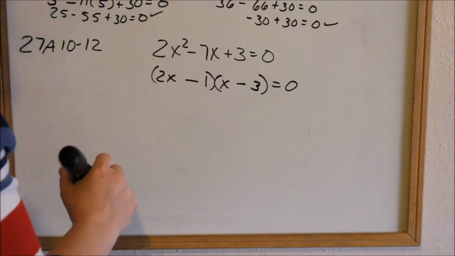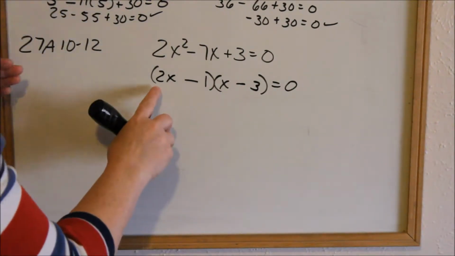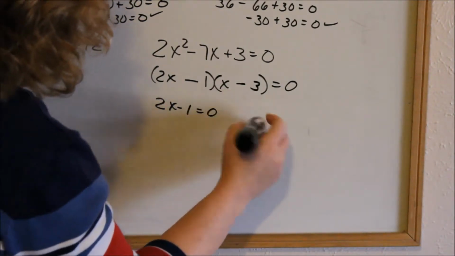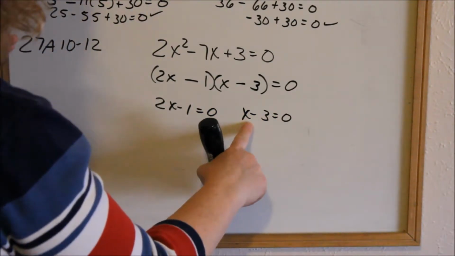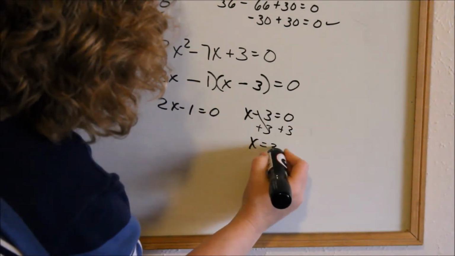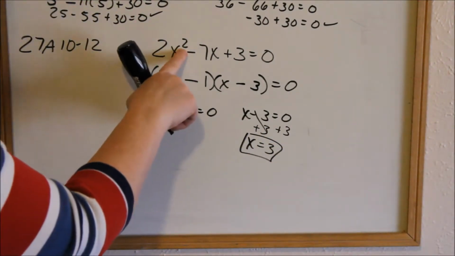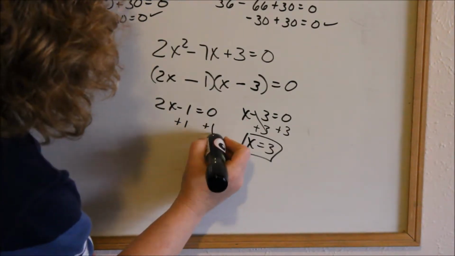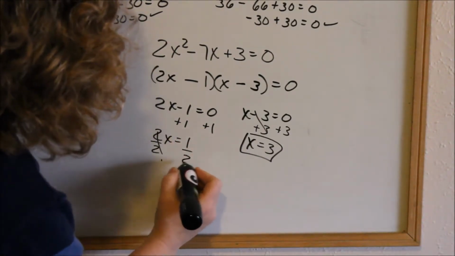Now our third step is to set each one of these factors. This is one factor, this is your second factor. So I set each factor equal to 0, 2x minus 1 equal to 0, and then I set x minus 3 equal to 0. My step 4 was to solve for x. Okay, over here, I see I add 3 to each side, and then one of my solutions will be x equals 3. My highest exponent was a 2 on this problem, so I should have 2 solutions. Going to here, add 1 to each side, so I have 2x equals 1. Now divide by 2, x equals 1/2.